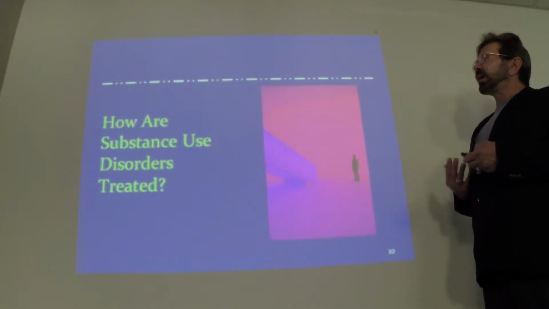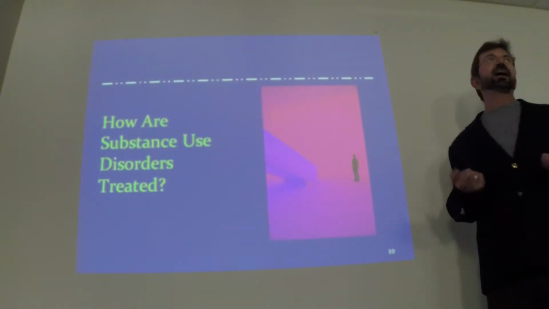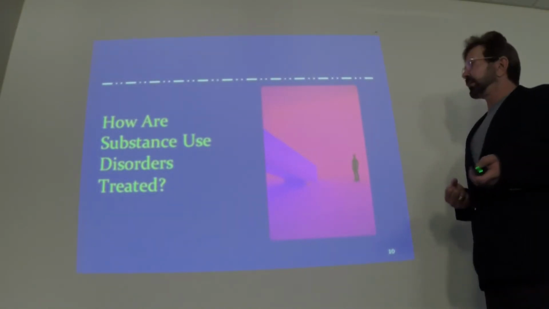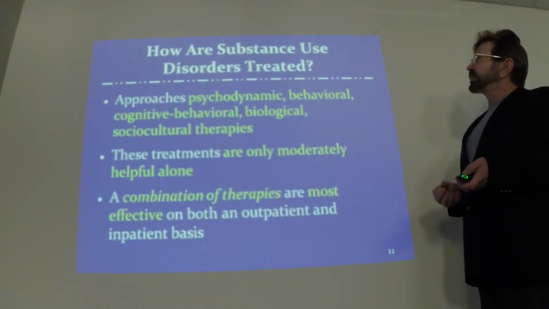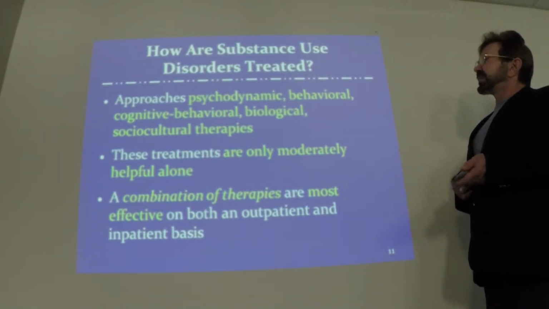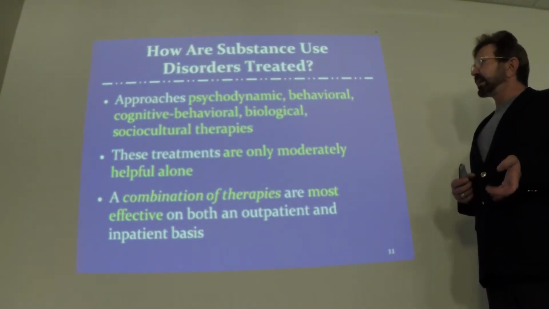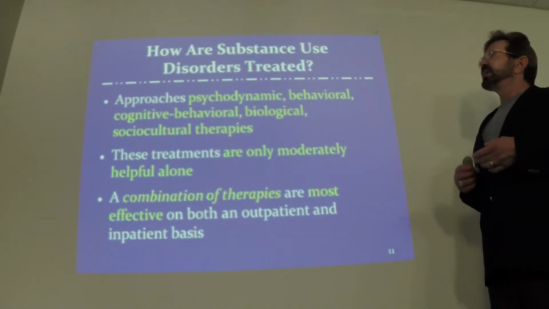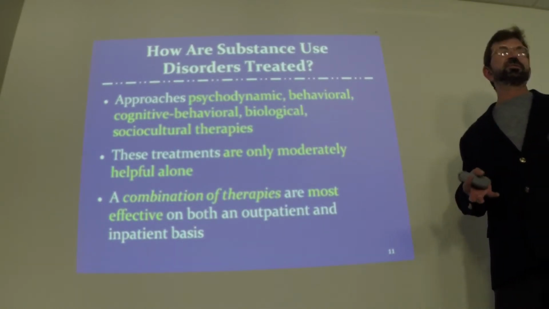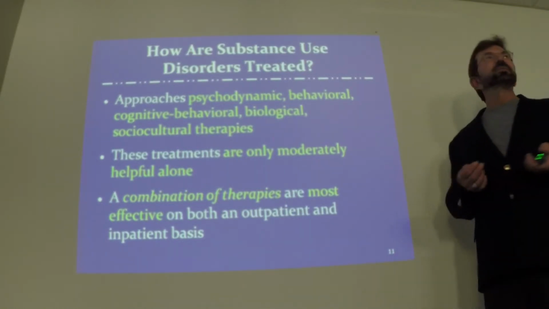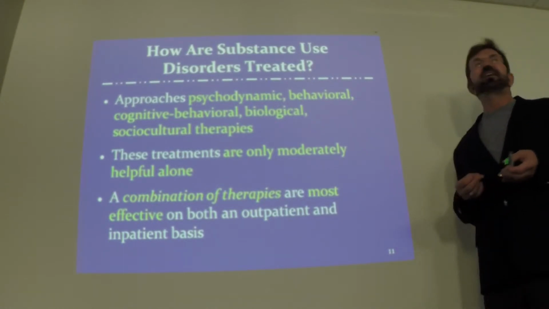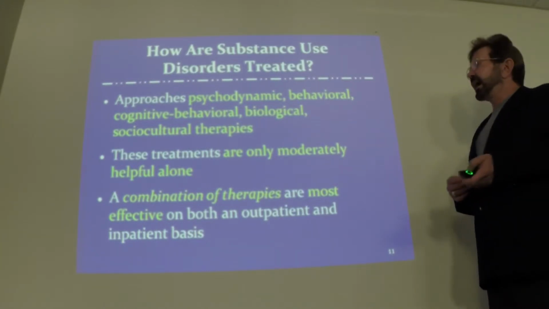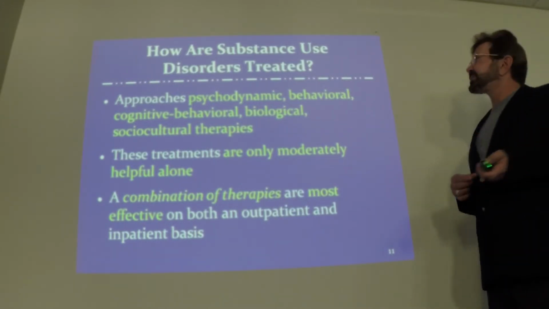So, how are these substance use disorders treated? How do we treat these things? We're kind of figuring out what caused them. How do we take care of the problem? If you look at the approaches that have been used, there have been psychodynamic, behavioral programs, cognitive behavioral, biological, sociocultural therapies. They've all been tried. None have been overly effective independently. They work very, very well together, and we'll see how they're mixed and matched.